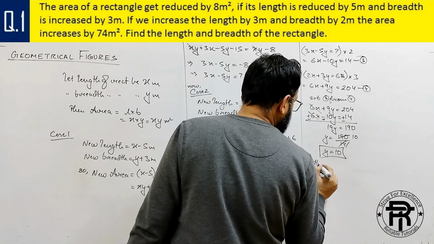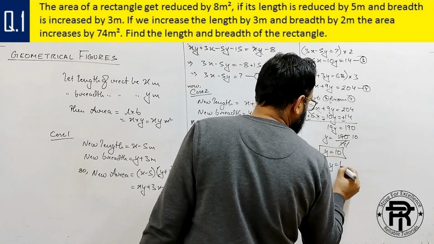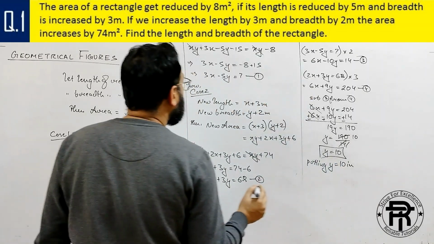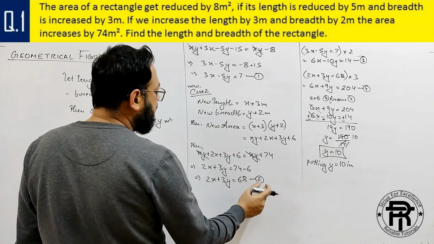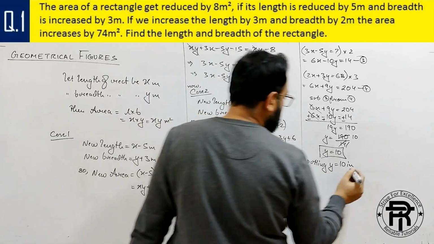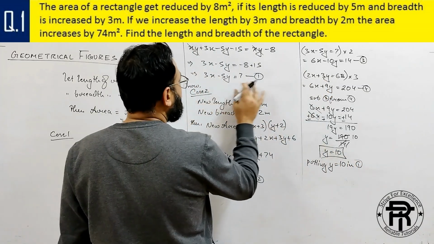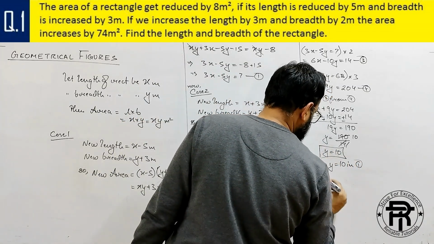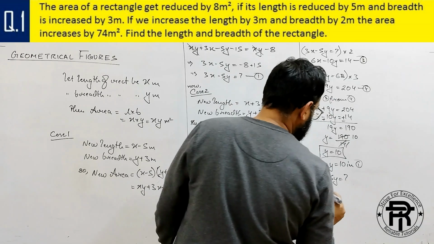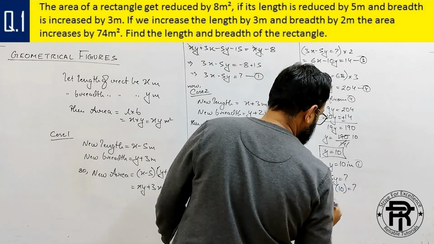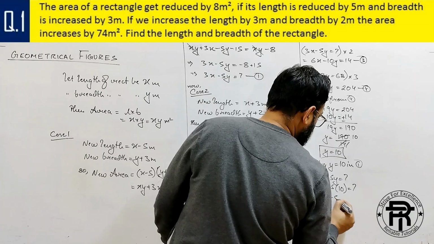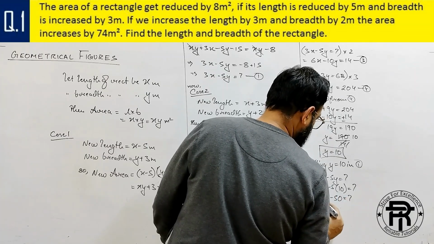Putting y is equals to 10 in which equation? This is the first equation, the second equation looks complicated. So we put it in the first equation. What is the first equation? 3x minus 5y is equals to 7. 3x minus 5 into 10 is equals to 7. 3x minus 50 is equals to 7.